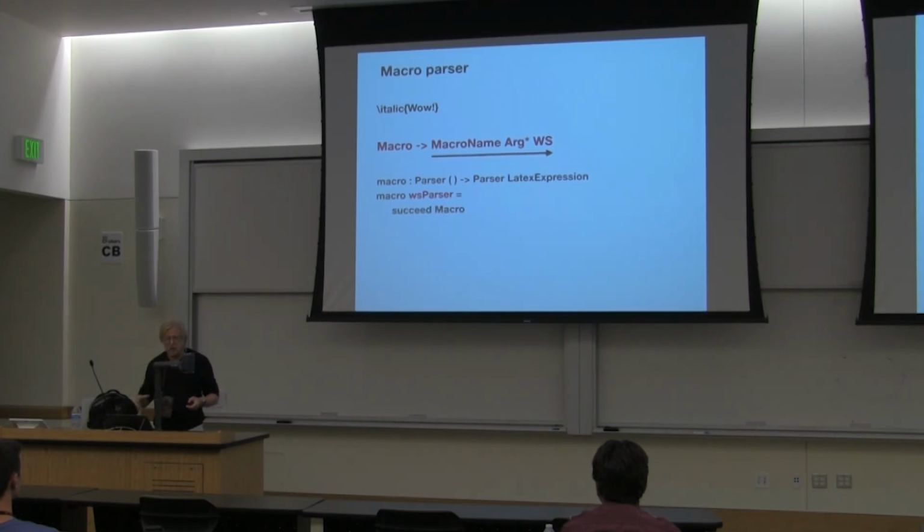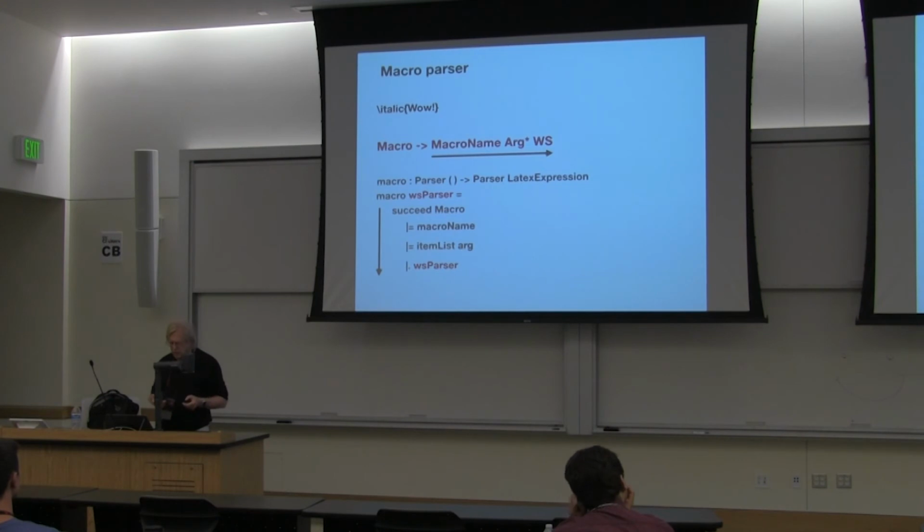We begin with succeed macro for the left-hand side of the production, and then we write down the pipeline. So macro name, the list of arguments, and the white space, and that's all there is to it. Okay, so it's sort of miraculous in a way.